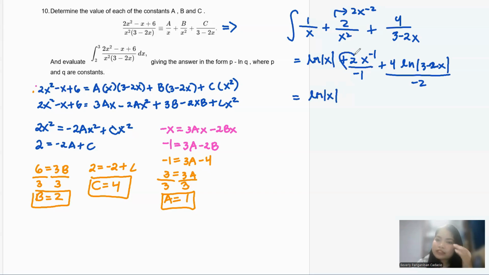Okay, this one, I can just make it negative 2. And actually, you can just put your x at the bottom, so it will become a positive exponent again. Then this one will be negative 2 ln 3 minus 2x. Okay, let me just check if we are on the correct track.